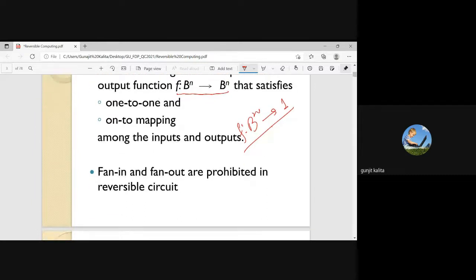Apart from this, fan-in and fan-out are not allowed or permitted in a reversible circuit design, which is possible in classical electronics. But in a reversible design, these are not allowed. The main reason is that the distribution of power helps us lose information. That is the idea, and we don't want to lose information.